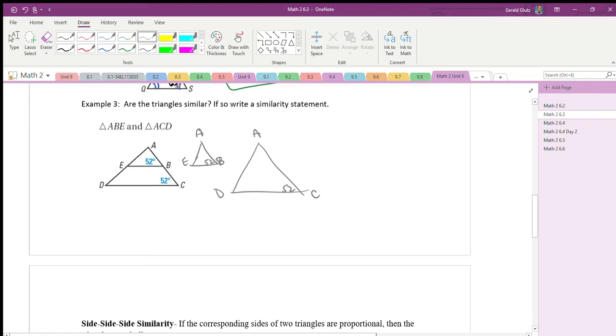And then what do we notice about these two angles right here? A and A are both going to be the same thing because they both share this angle right here. So A has to be congruent to itself. So now we know that these two angles are congruent. And then since B and C are the same degrees, angle B has to be congruent to angle C. So we have two angles. So I can say triangle ABE is similar to triangle ACD because of the angle-angle similarity.